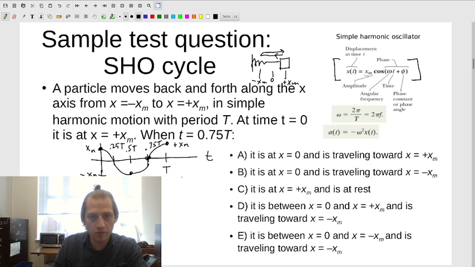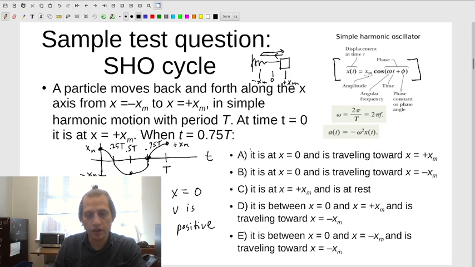It's at x equals 0, and v is, the slope of that line is positive. It's moving from minus to plus. So v is positive.